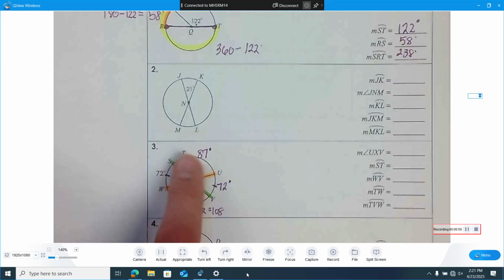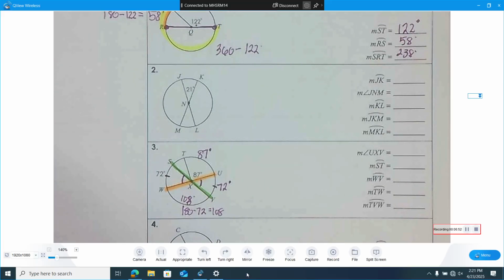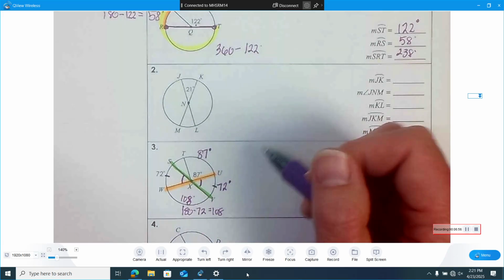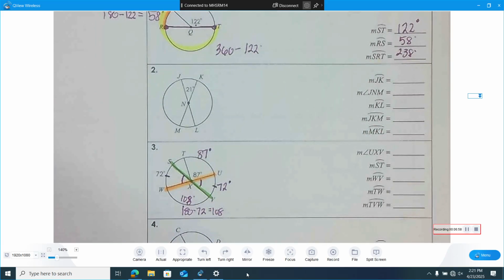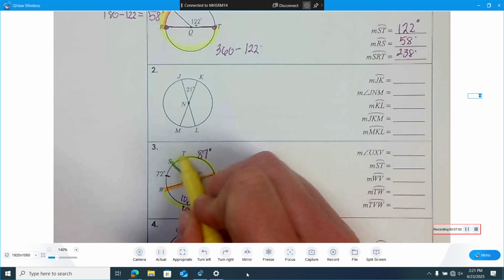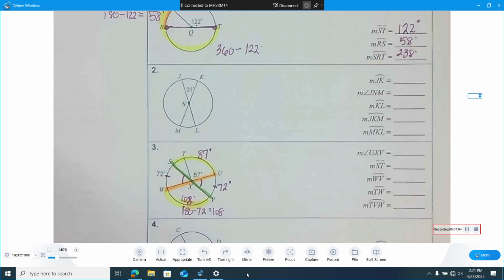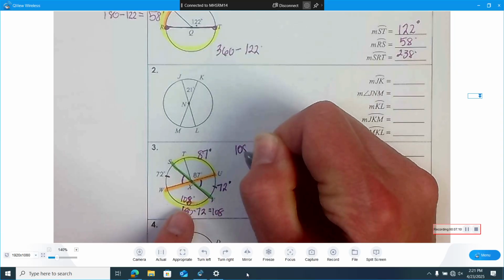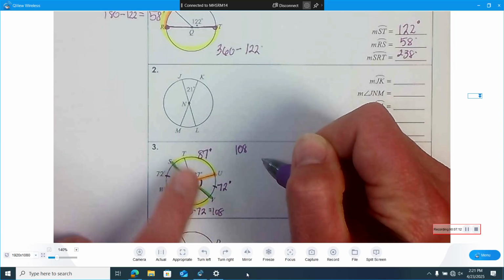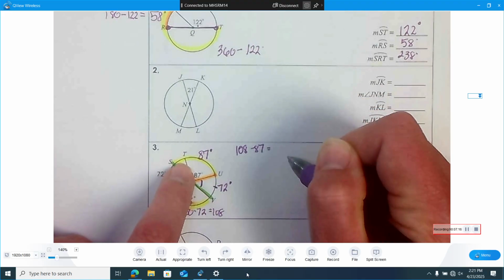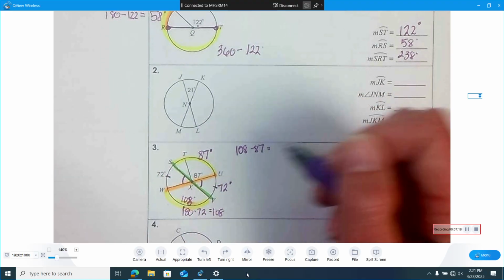And then what about ST? How can we figure out ST? Very interesting. I like that. I'm going to highlight that because I think that's kind of cool. So these arcs that I've highlighted in yellow are congruent. And so Kaylee said it was 108, which is this one. And if I subtract the 87, that'll give me this little arc ST, which is 21.